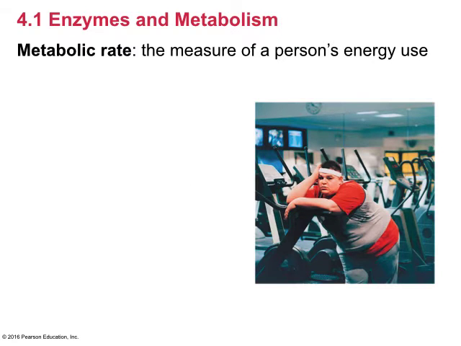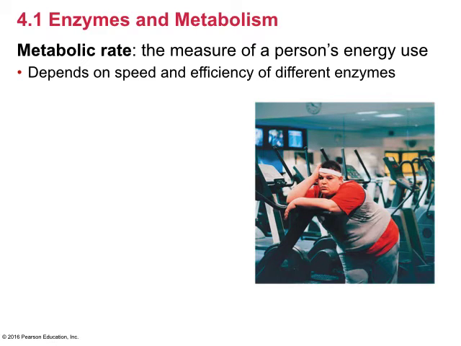All right, so a little bit on metabolism. The metabolic rate is the measure of your energy use. So if you have a high metabolism, you have a high metabolic rate, which means the cells in your body are performing a lot of chemical reactions, maybe more than an average person, and so you're using up more energy than the average person. This depends on the speed and the efficiency of different enzymes. It'll change according to activity levels. So if you're more active, your cells have to use more energy, so your metabolism will be higher.